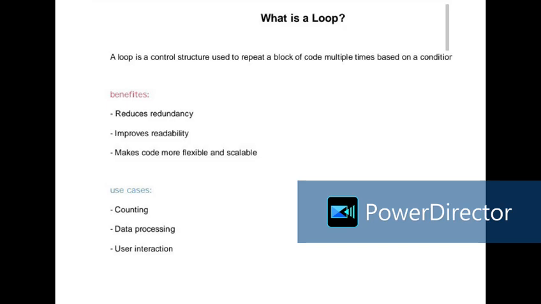A loop checks a condition, and if it is true, the statements inside the loop run. When the condition becomes false, the loop exits. Understanding loops is your first step toward writing dynamic and powerful programs. In the upcoming slides, we will explore the different types of loops available in C.